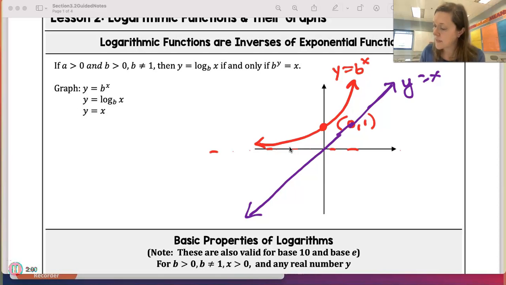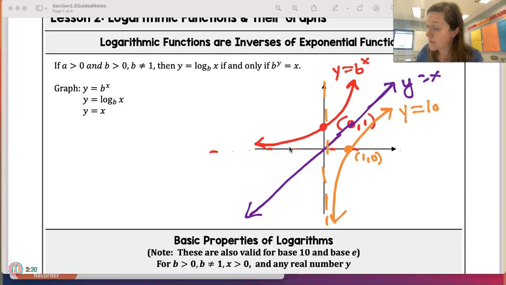And I'm going to go in a third color. So now if I reflect that red graph over the purple line, right, my (0, 1) would now become (1, 0). My horizontal asymptote is now going to become a vertical asymptote. And we'll have something that looks like that. Oops, I guess I should maybe do it more like that. Okay, so the orange is our logarithmic. So that's log base b of x. All right, so they're reflections of each other. They should be reflections across the line y equals x.